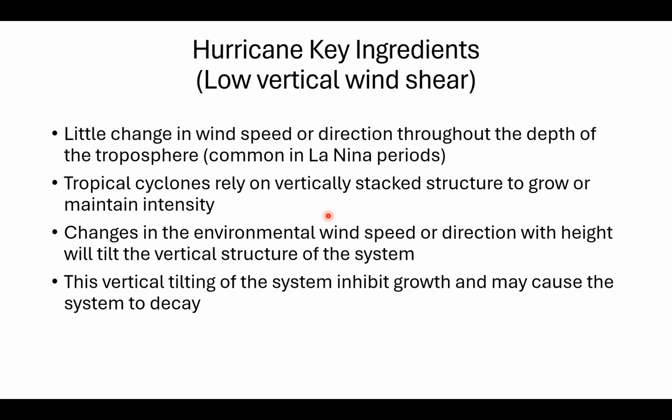And if you get any kind of wind shear, that's going to tend to destroy that area of concentrated energy. It's going to make it spread out over a much larger area. Changes in the environmental wind speed or direction with height will tilt the vertical structure of the system as well. And that vertical tilting of those rising columns of air is going to inhibit growth and may cause the system to decay.